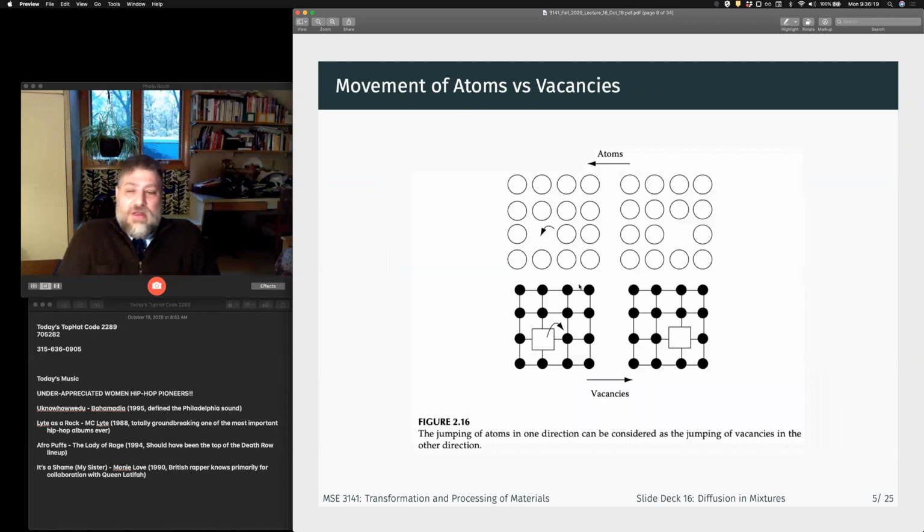Okay. So let's consider the movement of atoms and the movement of vacancies. If I have this atom hopping this way, we can also think of it as the same as this vacancy hopping to the right. So an atom hop to the left is the same as a vacancy hop to the right. This was a point I made before, but it's really worth reiterating, because here we need to be concerned with the net movement of atoms and the net movement of vacancies.